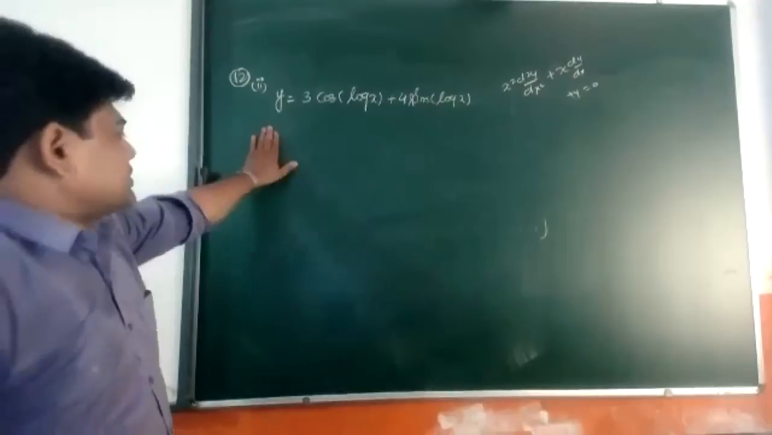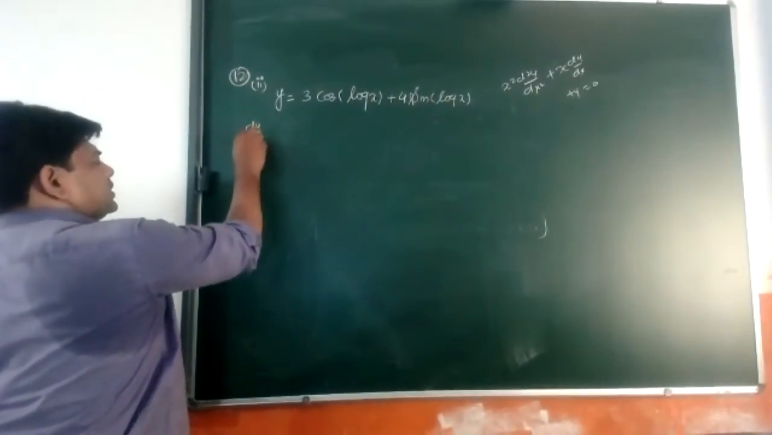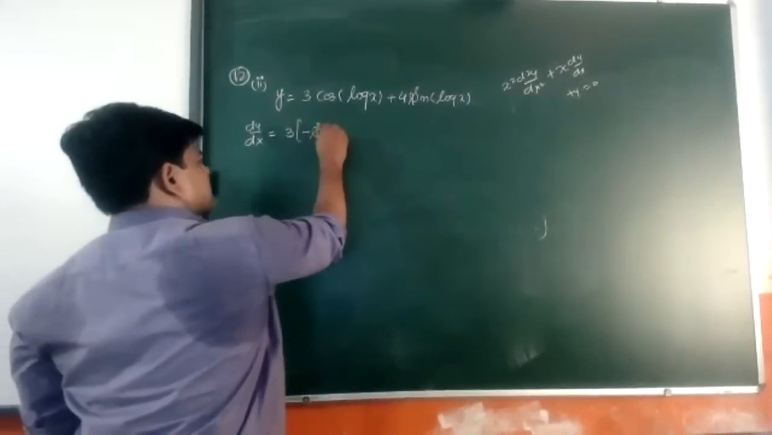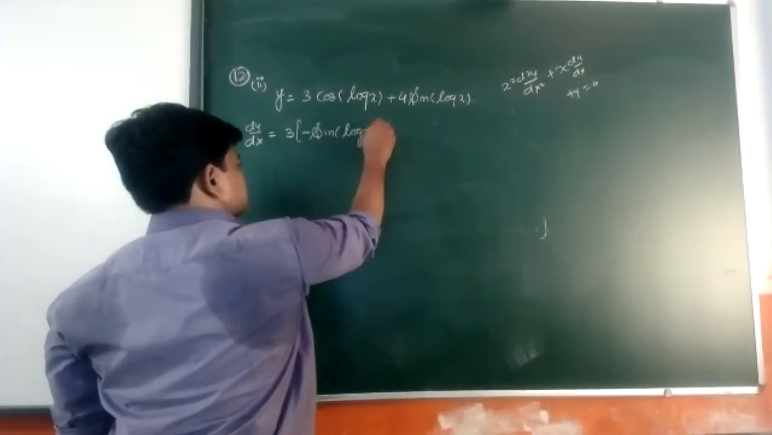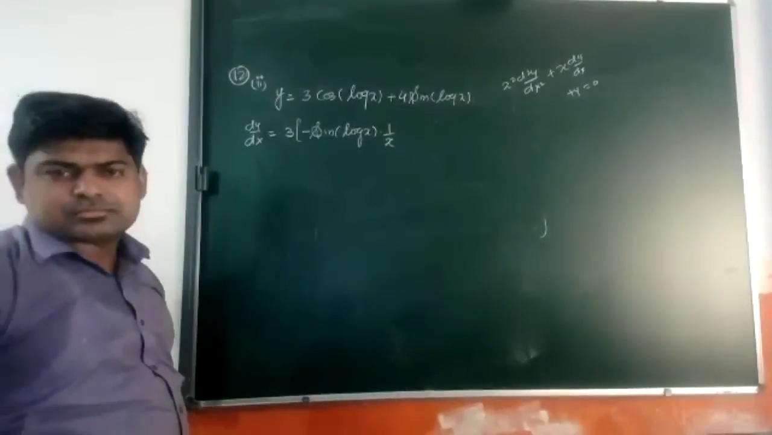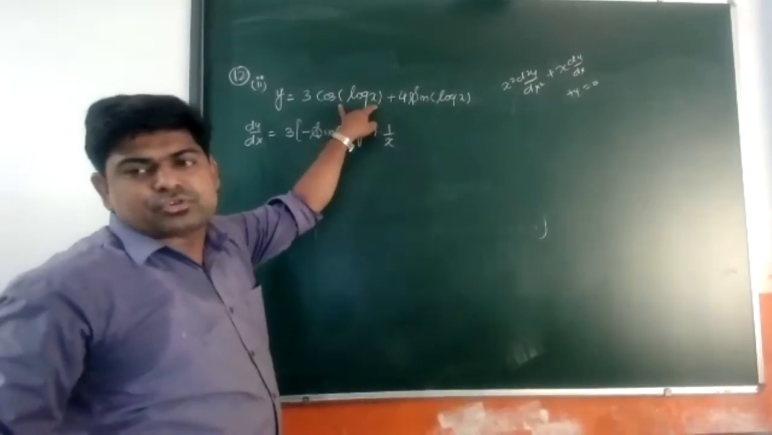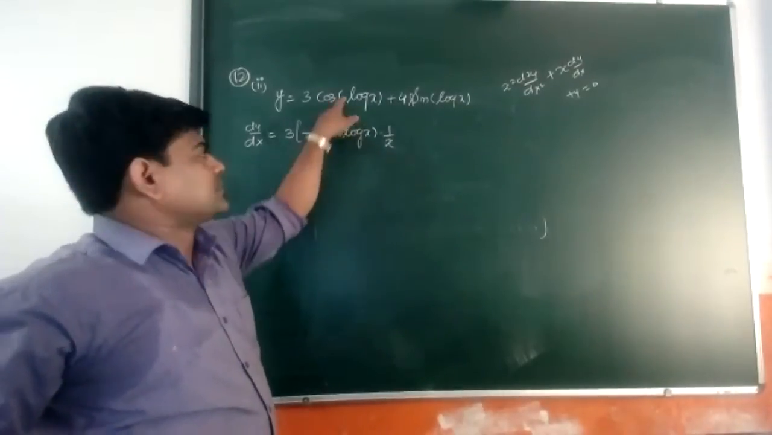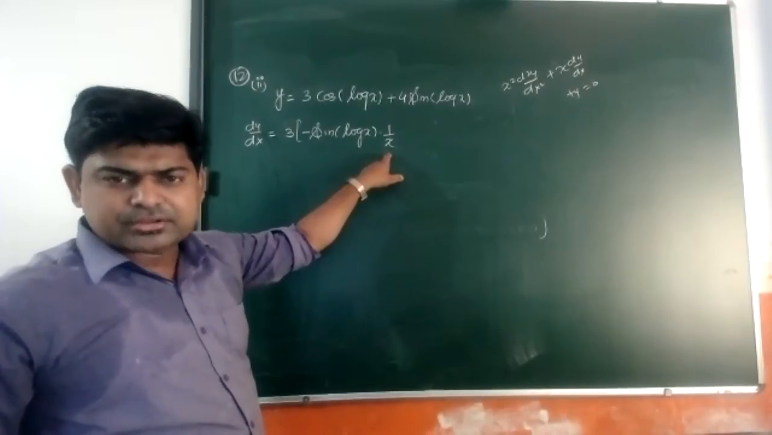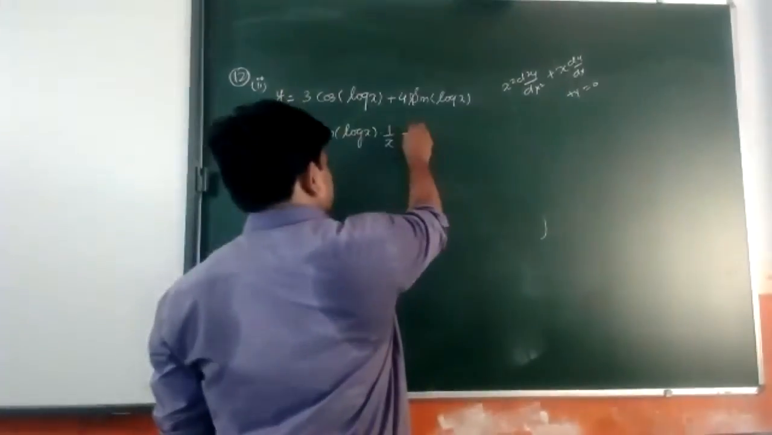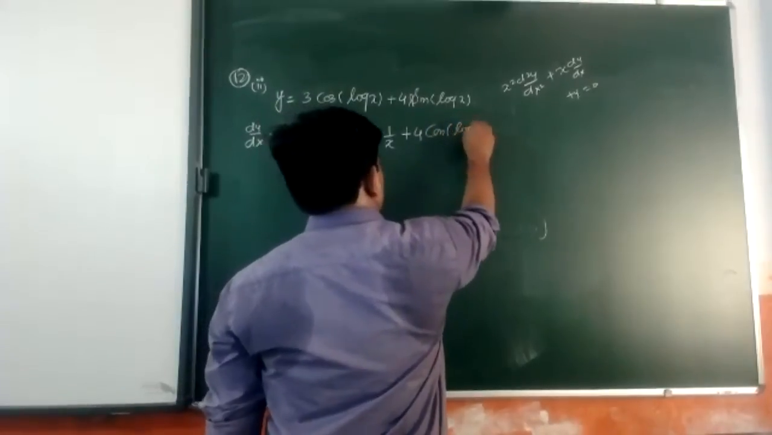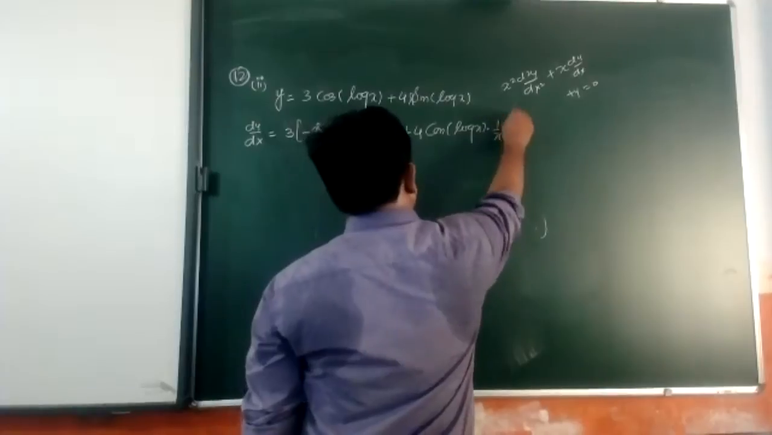Okay. Now you can see, what should I write? dy by dx is equal to 3 minus sin log x into 1 upon x. Am I correct? This one will be taken as a x, so cos x is minus sin x, and the differentiation of log x is 1 upon x. It's okay. Now, plus 4 sin will be cos log x into 1 upon x.